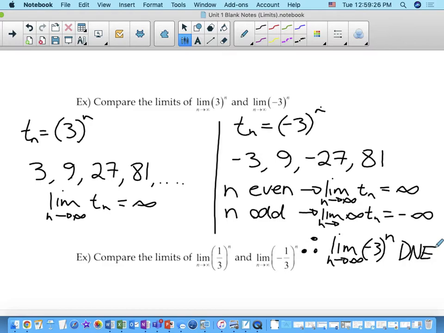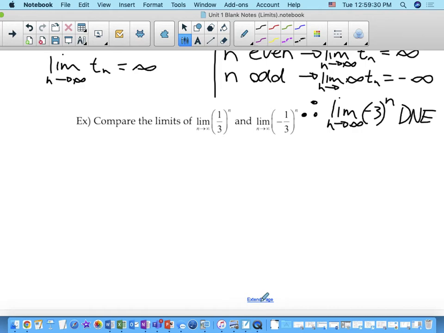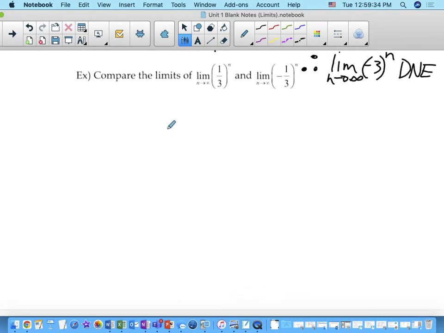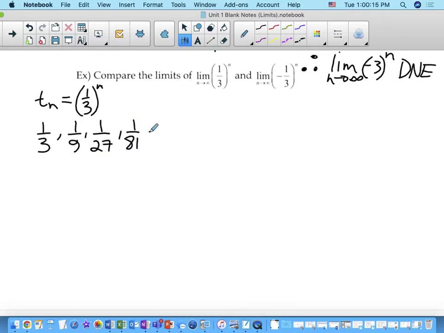Okay, now let's look at these two on the other hand. Here we've got the limit as n approaches infinity of 1/3 to the n versus the limit as n approaches infinity of -1/3 to the n. If we just look at some terms here, T1, T2, T3, etc., we're going to get 1/3, and then 1/3 squared would be 1/9. Yes? Okay, 1/27, 1/81. If I wanted to do the next one, that would be 1/243.